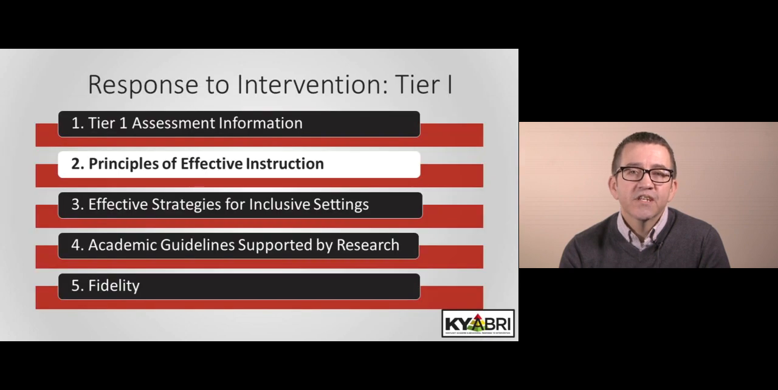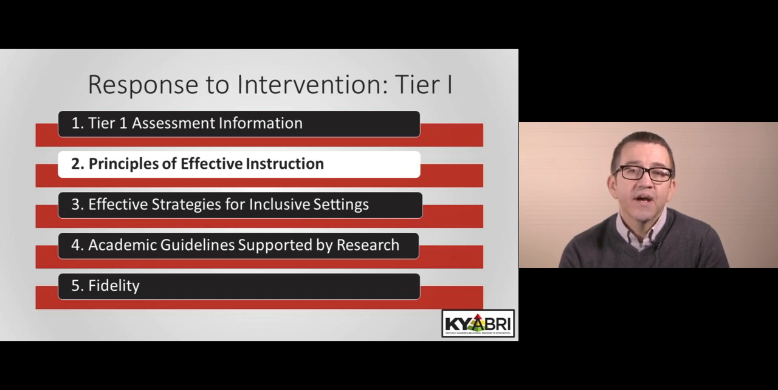It's important for general education teachers to provide instruction so that all students can be successful. But this becomes more challenging when the population they are being asked to teach is becoming more and more diverse. In this module, we will talk about principles of effective instruction. These are principles that can be used as general guidelines when developing, selecting, or modifying instruction in the general education classroom to ensure all students have the opportunity to be successful.